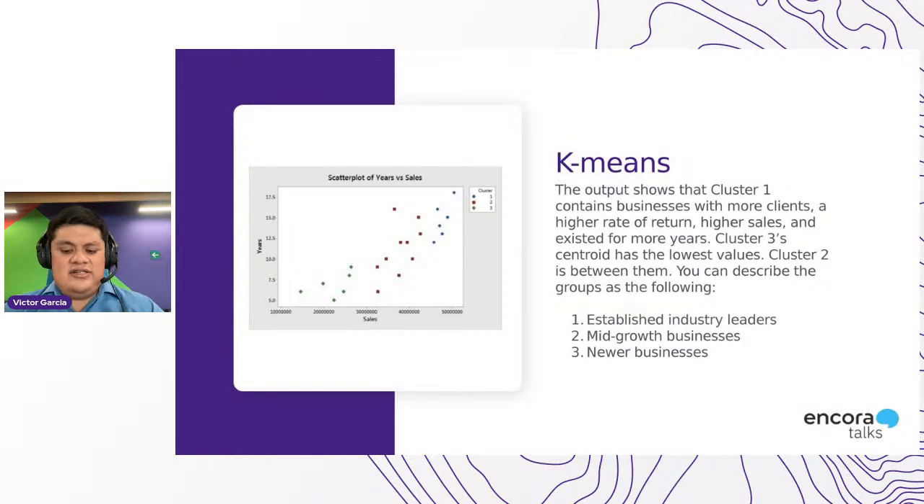Here's a really easy example where we can classify established industry leaders, mid-growth businesses, and maybe startups according to their sales and the years established. We can see those groups as green, red, blue. We can see that with more years and more sales, we can say that a new company can be classified as an industry leader. And the idea is really simple, since the algorithms come from people's ideas and not only from black boxes.